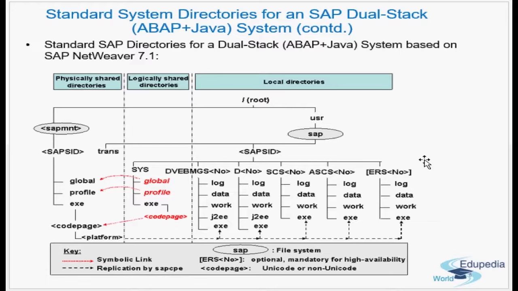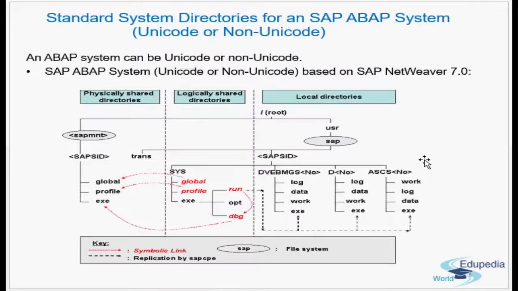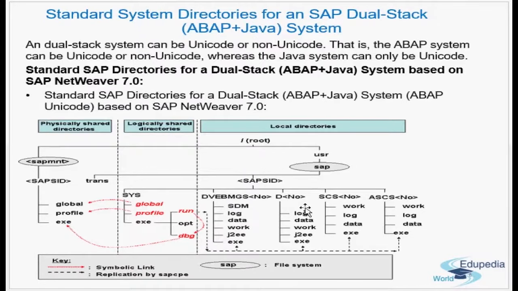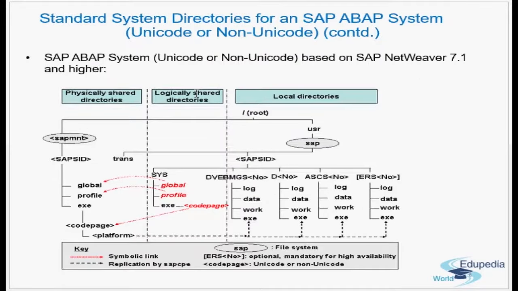So the basics: when we talk about Unix, Linux or AIX operating systems where SAP is installed, we have three types of directories: physically, logically and local shared directories. So just remember this major structure. USR SAP SID, USR SAP trans. USR SAP trans always goes into the physically shared directories. And you have the root SAP MNT SID. You have global profile exe here, and for each of the instances you have one subdirectory. In addition, you have the ABAP central services. If it's a dual stack, you have the Java central services also. For 7.1 and higher, you have an additional ERS option for high availability, that instance number.